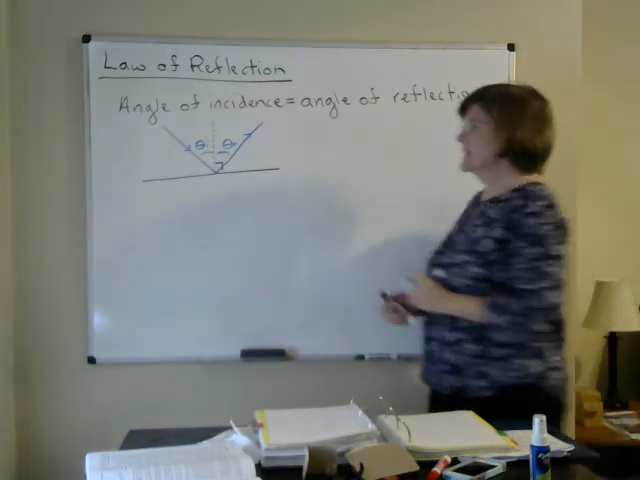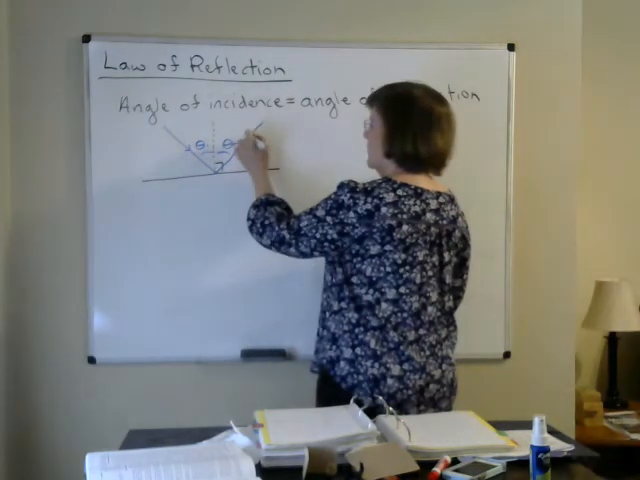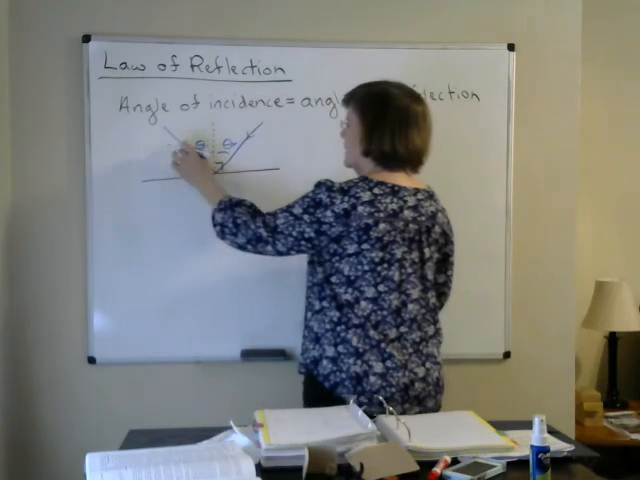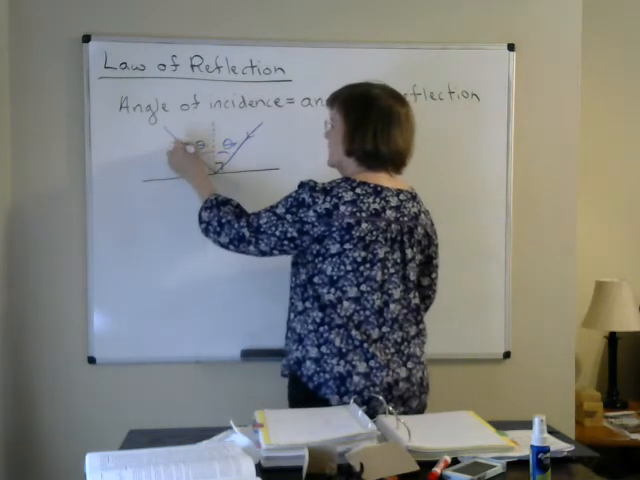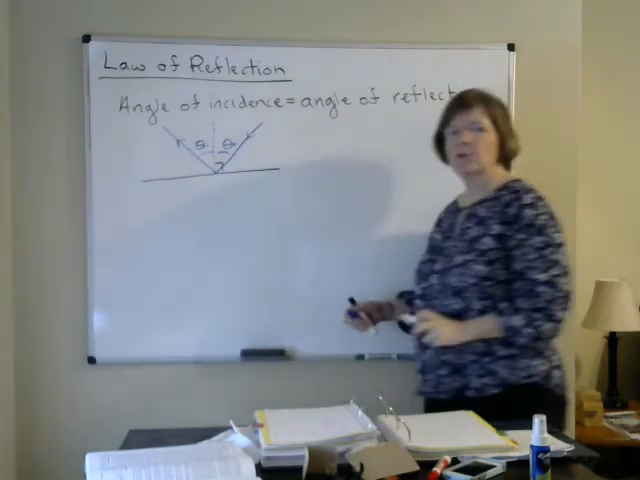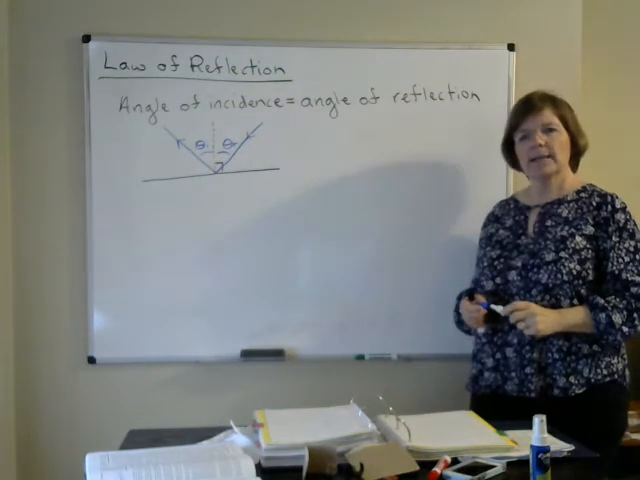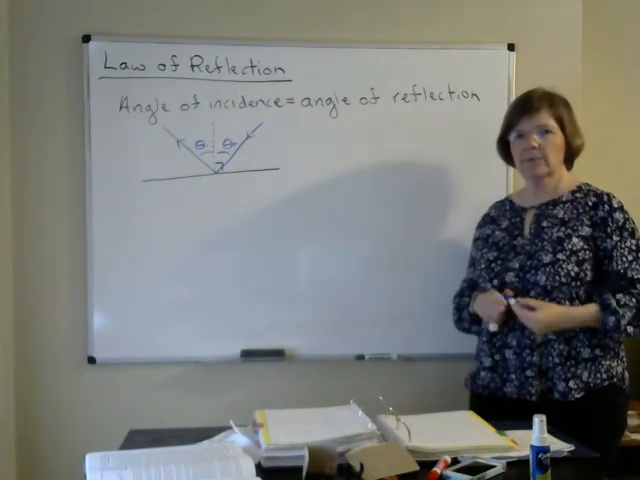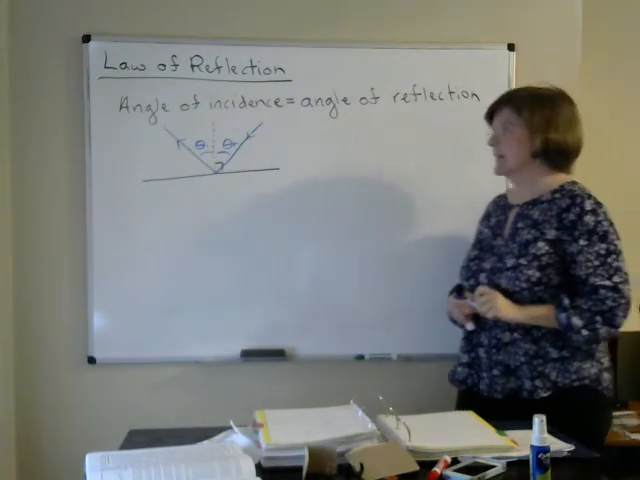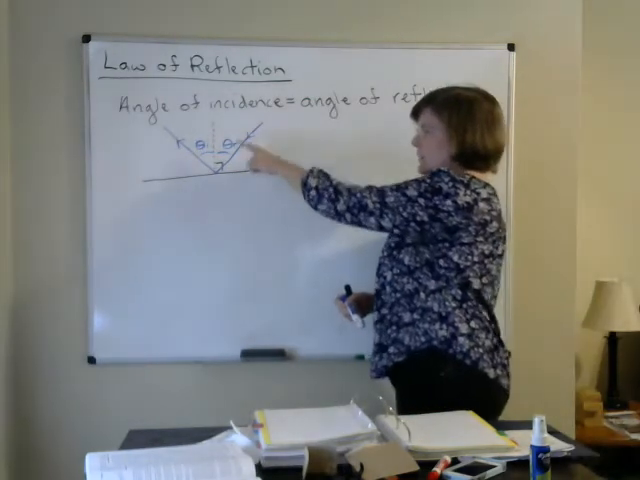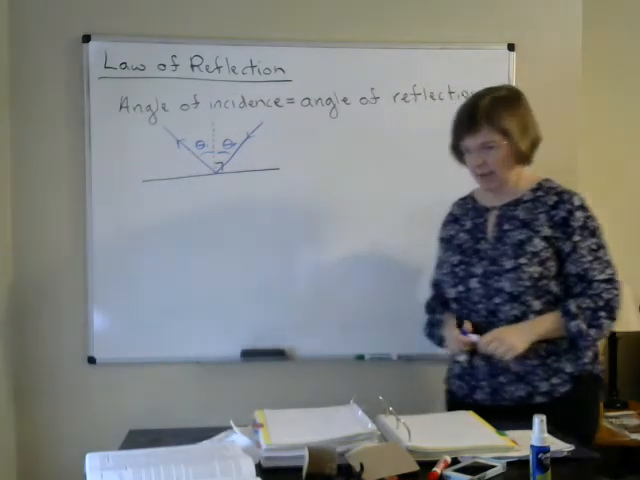Notice I could easily turn these around and let the arrow go this way and this way. Anytime we're doing a ray diagram with light, the path is completely reversible. If the light had come in from the other direction, it would follow the exact same path.